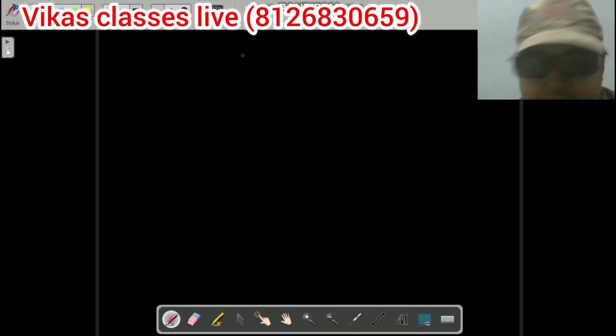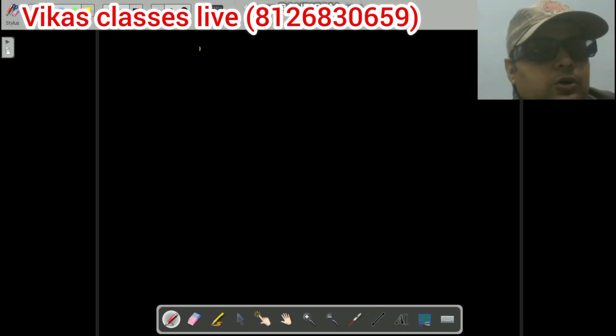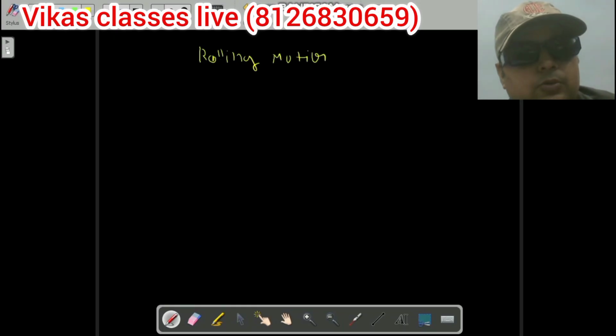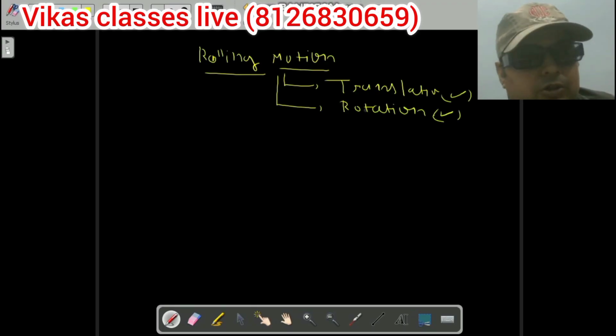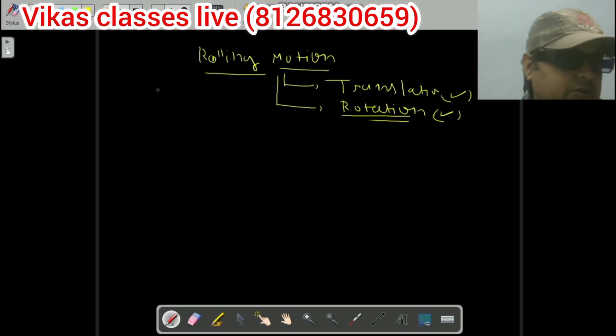We are about to reach rotational motion. As I have already told you, rolling motion involves what? First translation, and second one is rotation. Translation already discussed. Now we are going to discuss rotation.